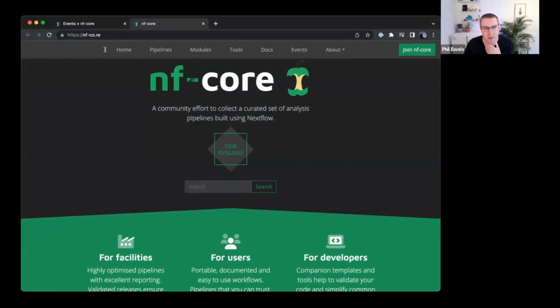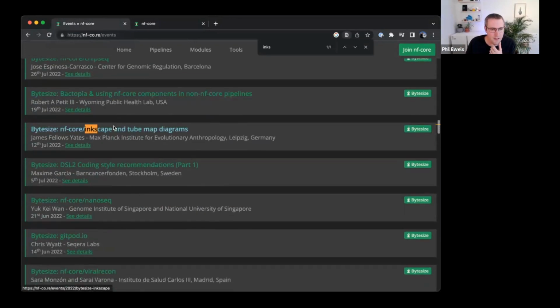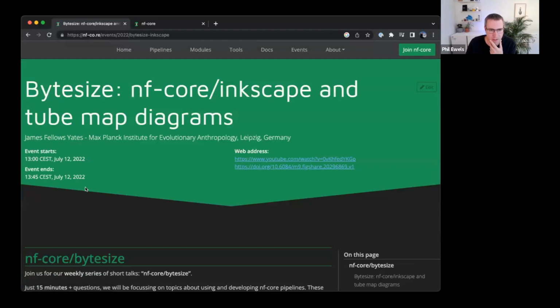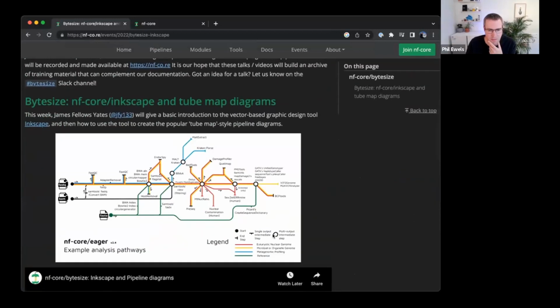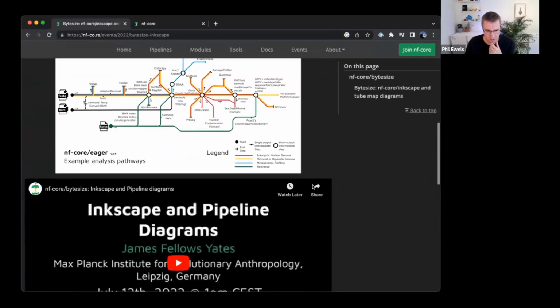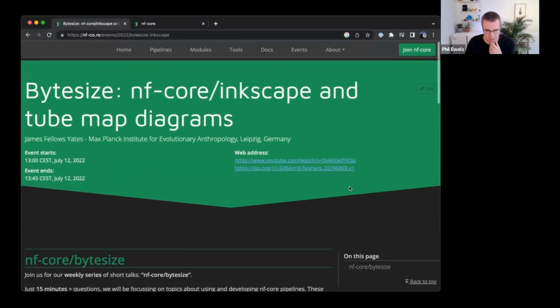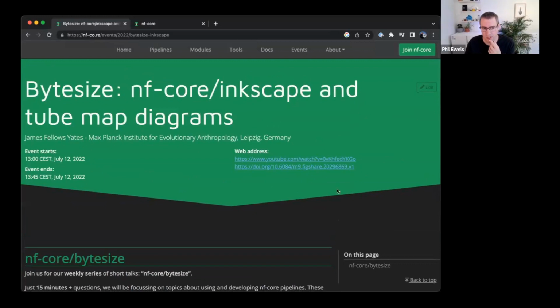But anyway, we're a big community, and we have weekly talks, which we call bite-sized talks. Some of them are about the data analysis pipelines themselves, but some of them we use as training. And James, who's in the core team, last July, gave a talk about Inkscape. He was specifically talking about making these graphics, which we use in the community, but it starts off with a general introduction to using Inkscape.